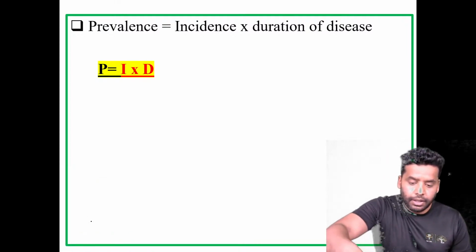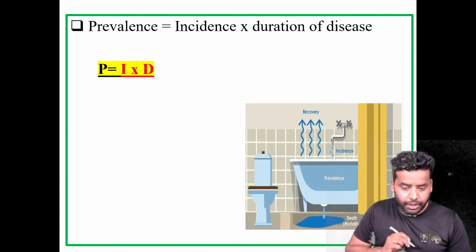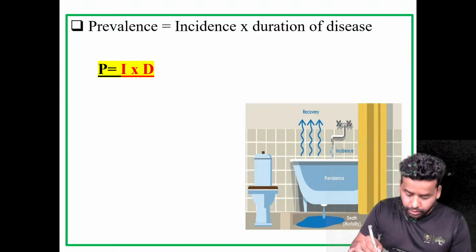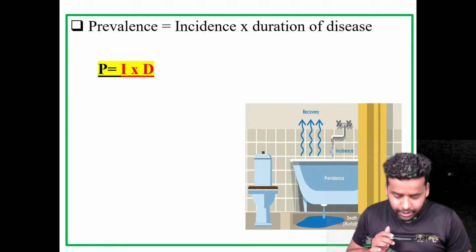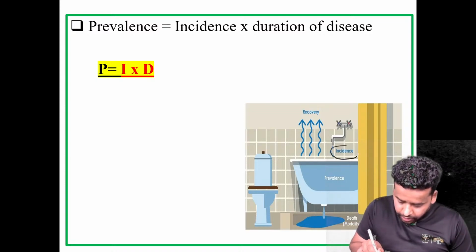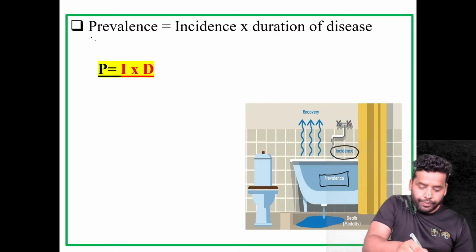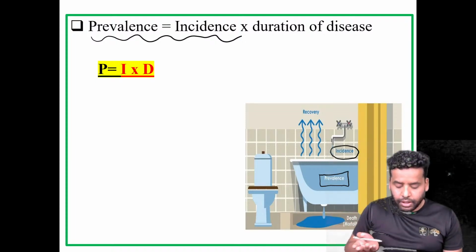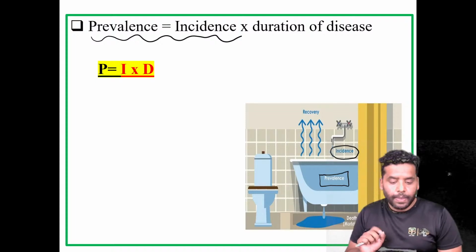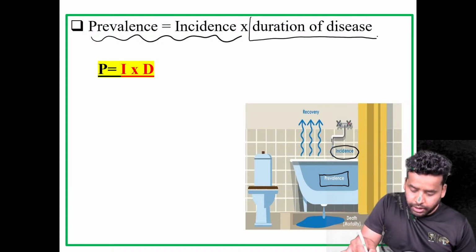What does it mean? If I am showing this very basic image, don't write this image in the notes, the toilet, bathroom, tub, tap and all. New cases are adding on, new cases are going inside. Prevalence will increase. Tell me yes or no. If new cases are getting added, prevalence should increase. Simple, yes, but duration is also important.